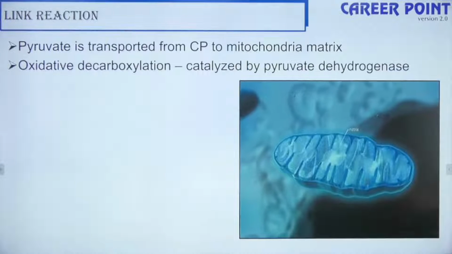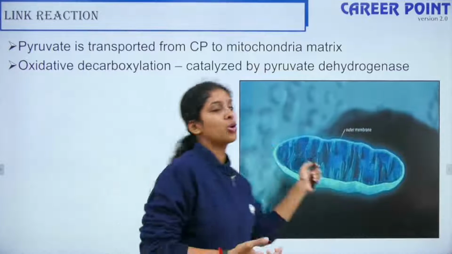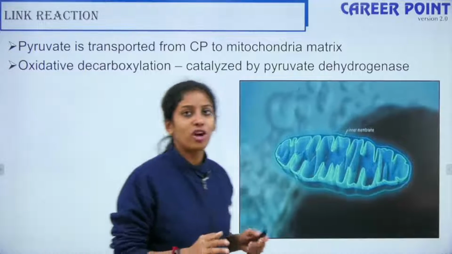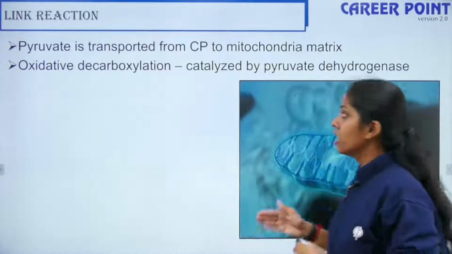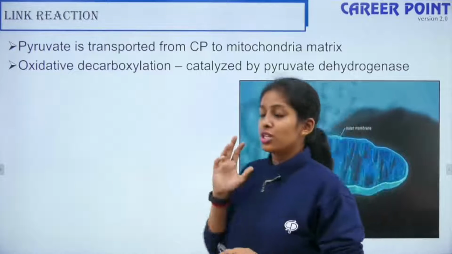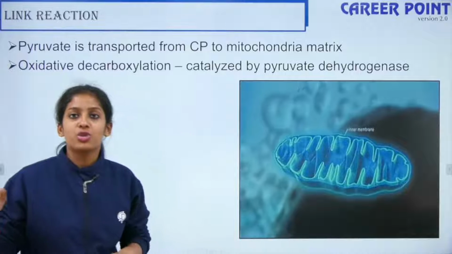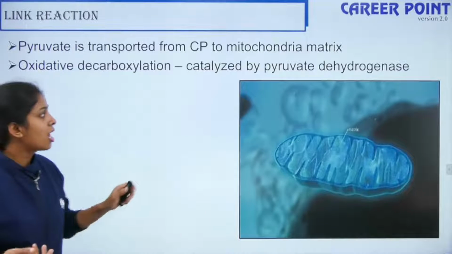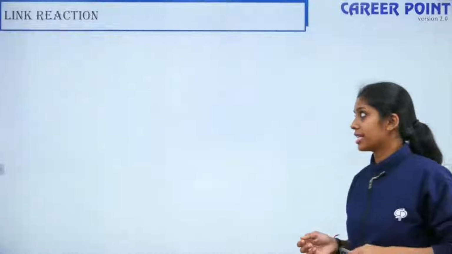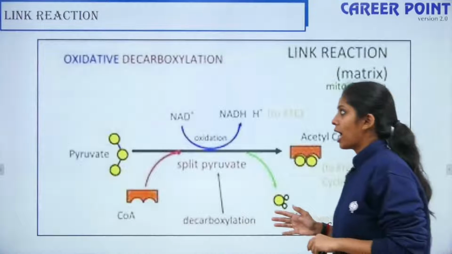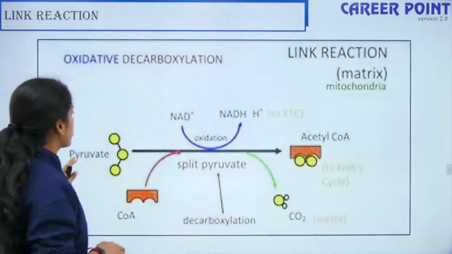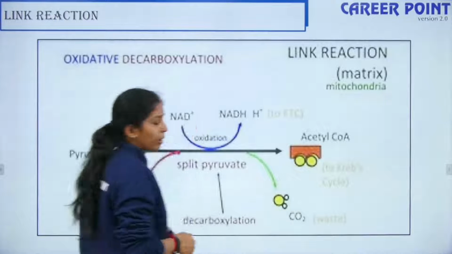Once it is transported into the mitochondrial matrix, this is to show where your mitochondrial matrix is. It undergoes a process that is called oxidative decarboxylation, and it gets converted to your acetyl-CoA. So 2 molecules of pyruvate get converted into 2 molecules of acetyl-CoA. This process is catalyzed by an enzyme that is called pyruvate dehydrogenase. So here we go. This is what happens. Right after your pyruvate is synthesized in your cytoplasm, it is getting converted into acetyl-CoA.